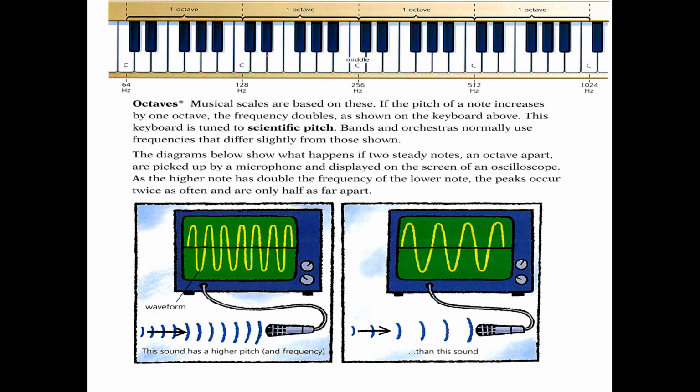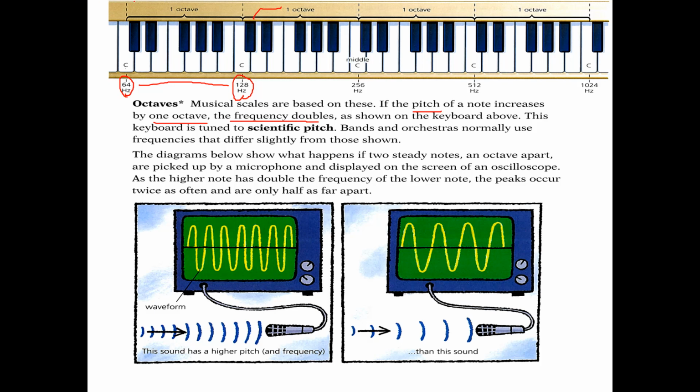If you look at this picture, it shows the piano. This is the piano note. This piano gives different sounds. But why does it give different sounds? Because the piano is divided into many octaves. Each octave gives sound with a specific frequency. So octaves, musical scales are based on this. If the pitch of a note increases by 1 octave, the frequency doubles.